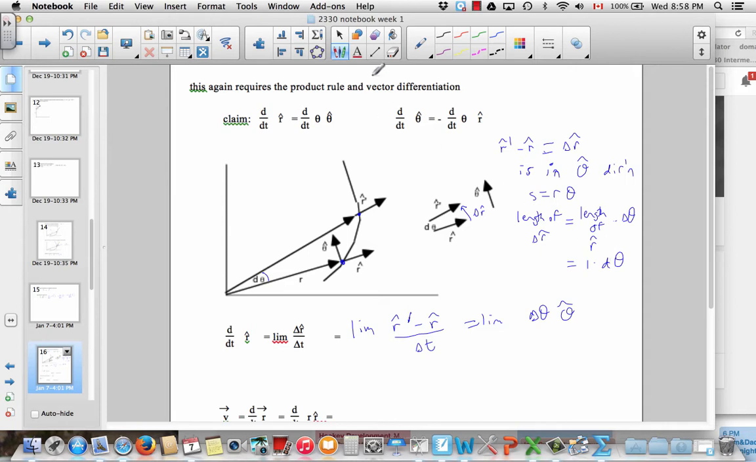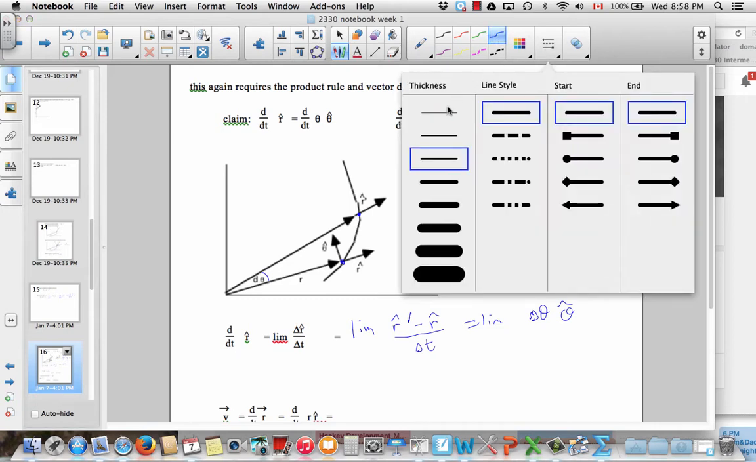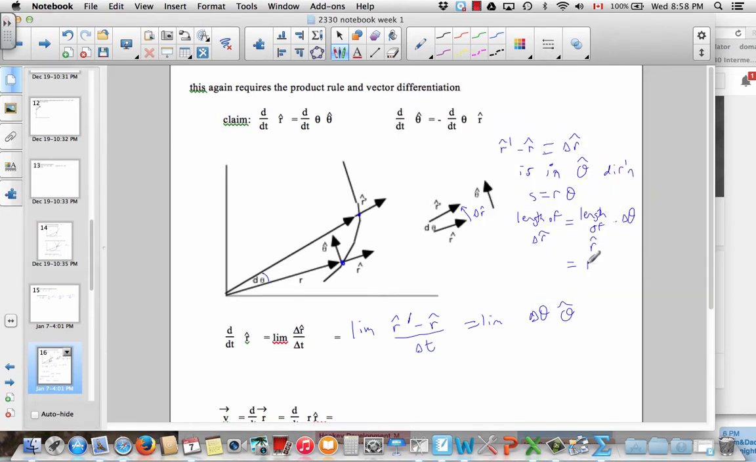So this vector then is going to have a magnitude of delta theta. Sorry, that should be a delta theta. 1 times delta theta. So the magnitude of the vector is delta theta, and it's in the theta hat direction. Now, in the limit of very, very small delta t's, this just approaches the derivative. So it's d theta dt in the theta hat direction.